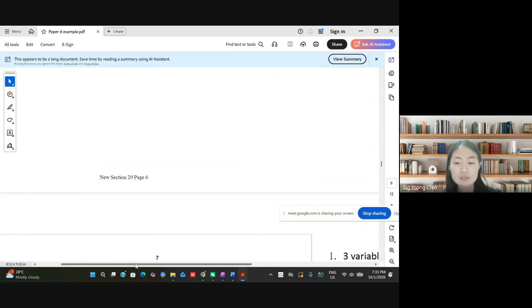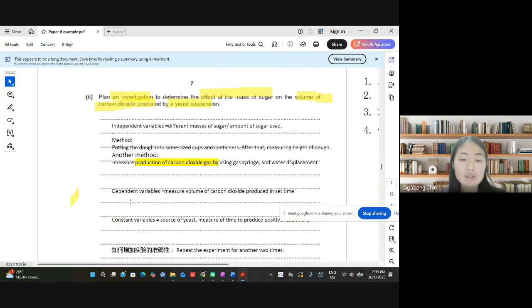Okay. So this is the way on how you write it, and the procedure is already fixed. So you need to include your independent variable, dependent variable, and constant variables. List them down, and for the independent variable and the dependent variable, you can write one point, enough already. For example, for the independent variable, you just write different mass of sugar, stop. Or you can write amount of sugar used. Just one sentence is enough.